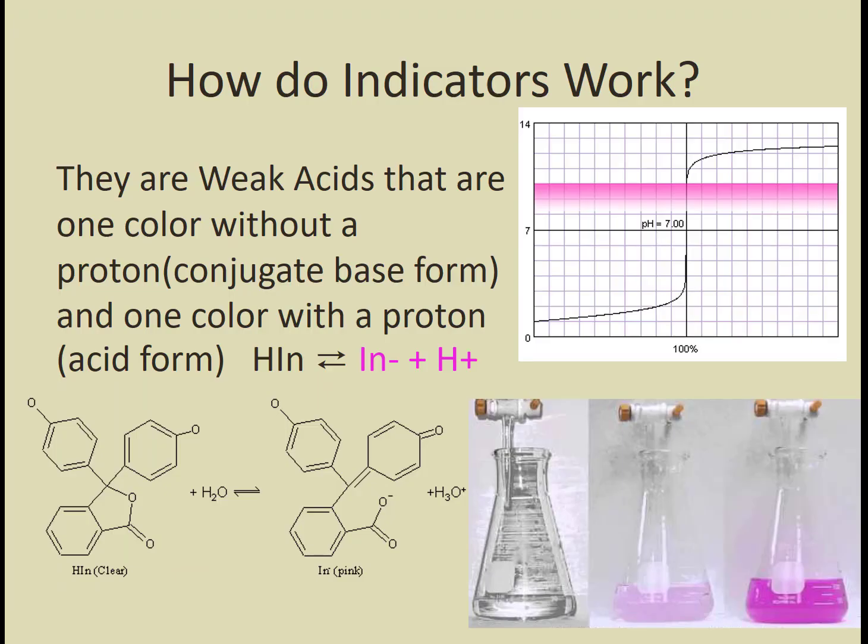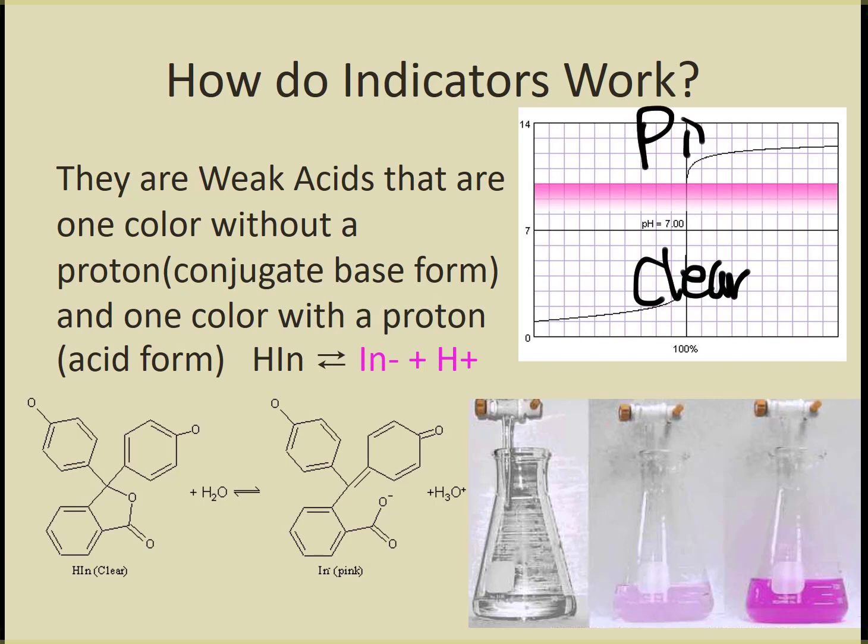How do indicators work? Indicators work when a hydrogen is being lost and it causes a color change. So on this one, this is phenolphthalein. It's clear when it's in low pHs, but once it reaches around 8, then it's going to be pink.